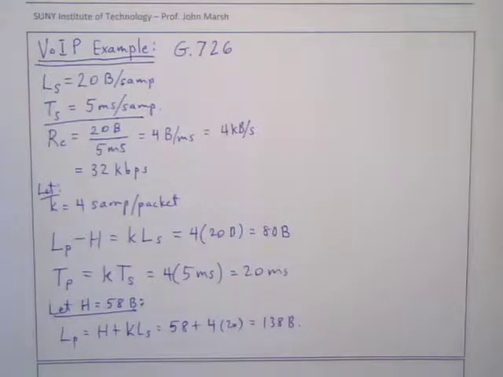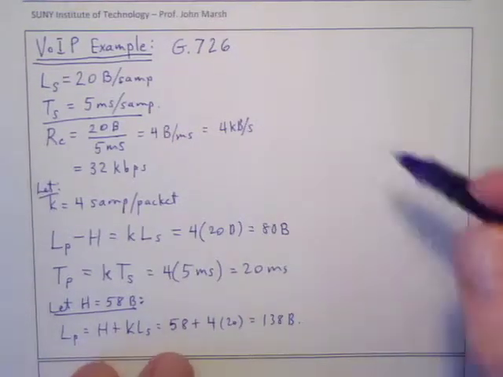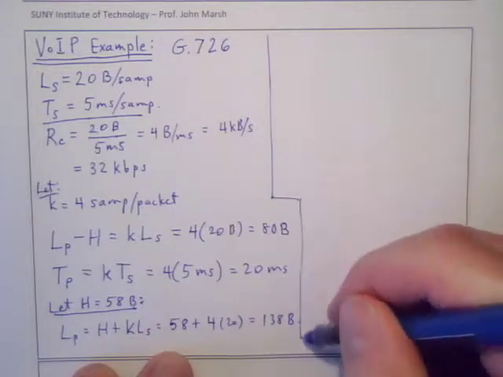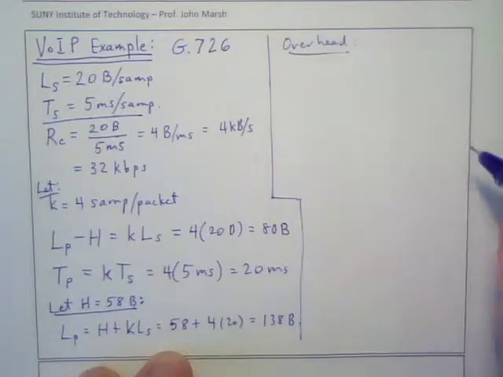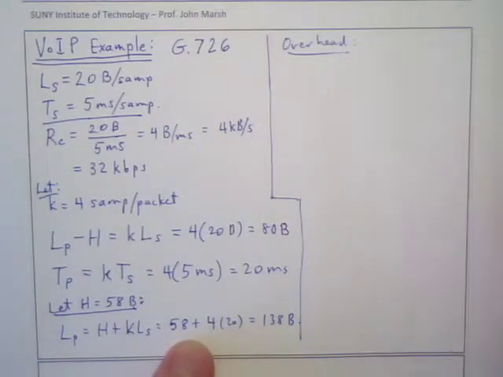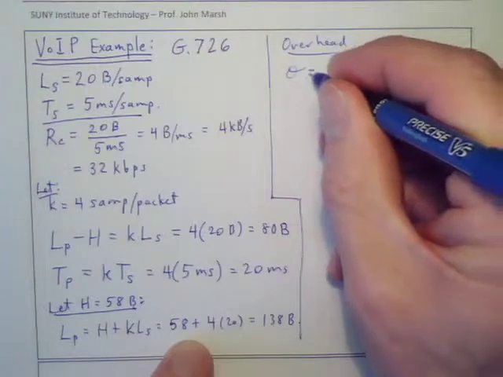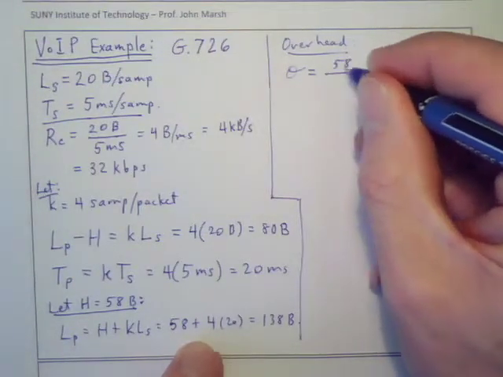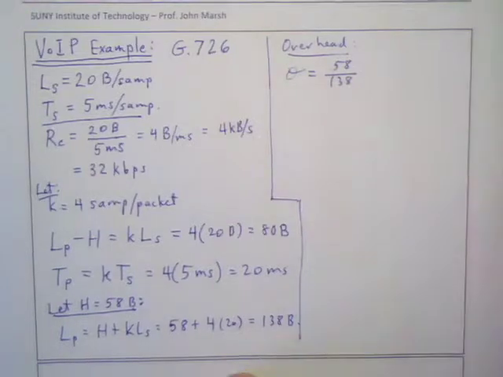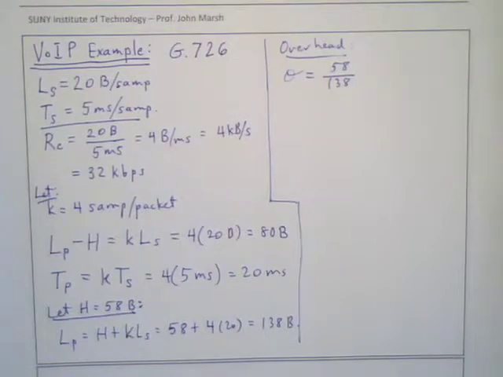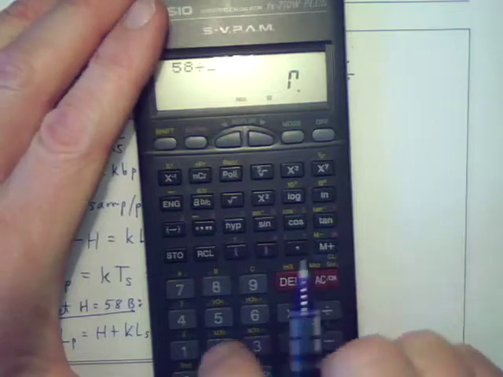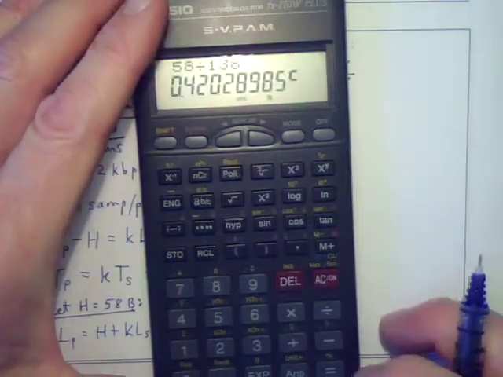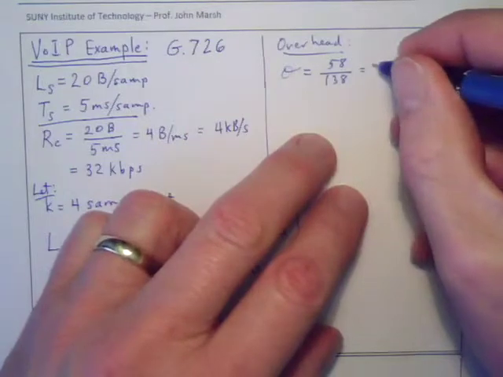Now I can do some other calculations here. I can calculate the overhead as a percentage, for example. The overhead is 58 out of 138. So that's some percent. 58 out of 138 is, on my broken calculator, 0.42, so it's 42% overhead.